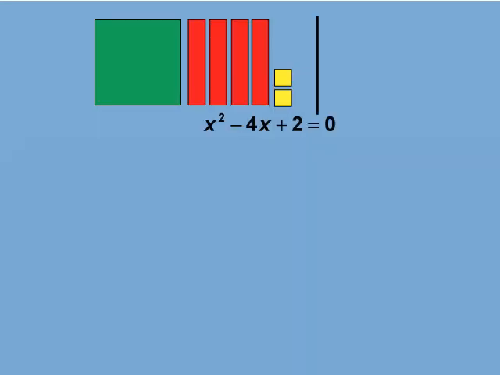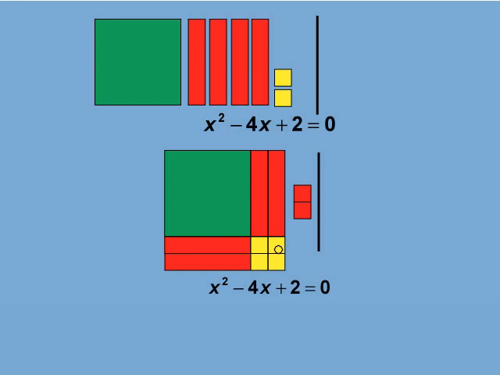Here are the tiles that model this quadratic. Now let's arrange them into a square. In order to complete the square, we have to add 2 additional yellow tiles, which means adding 2 negative tiles here so that we don't change the value of the left side of the equation.